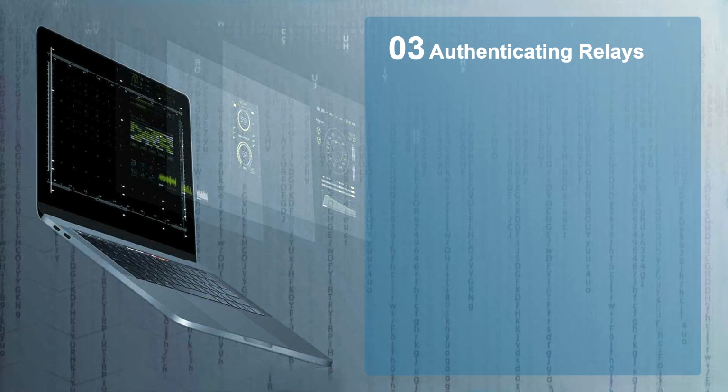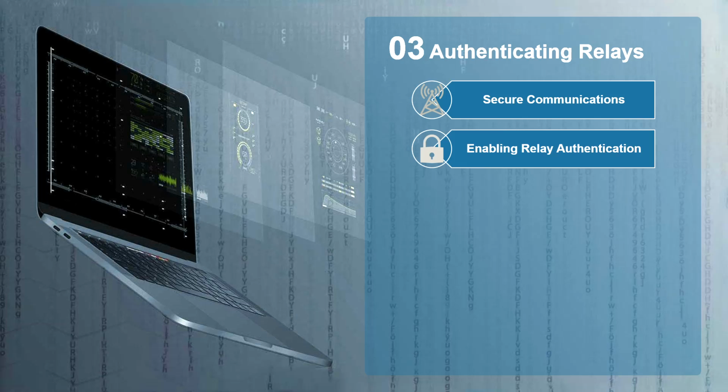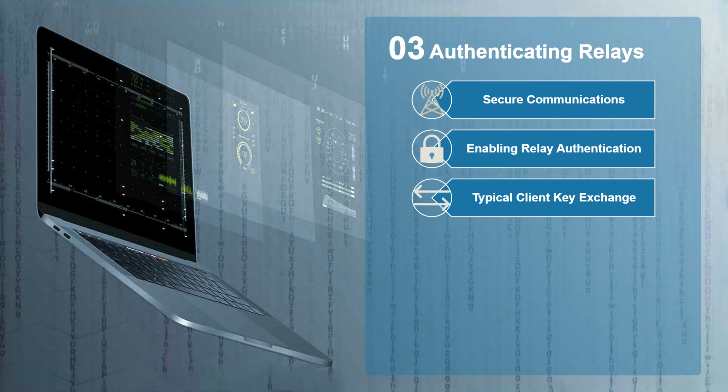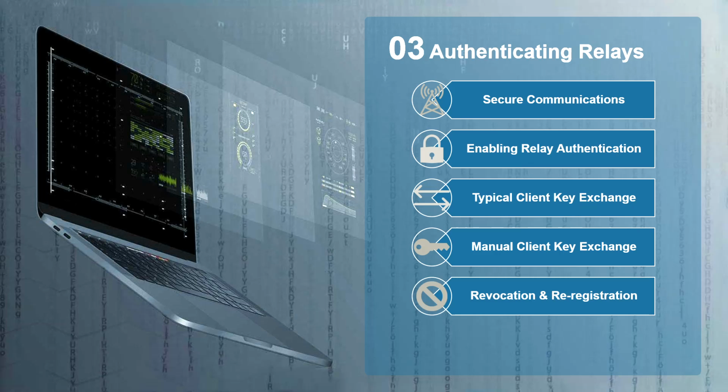Relay registration is basically a free-for-all when it comes to clients performing auto-selection. But there are times when you may want a bit more control on which clients get to register on which relays. The basics of authenticating relays can answer questions such as why you might want to secure communications. How do you enable this feature? What does a typical key exchange between client and relay look like in this scenario? Is there an alternate way to provide keys to clients? And can you revoke clients you no longer want connecting to these relays?